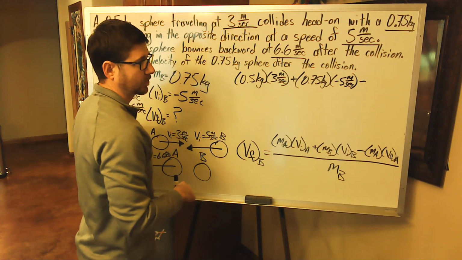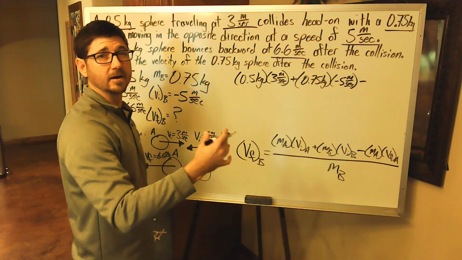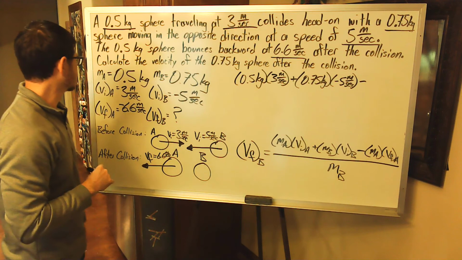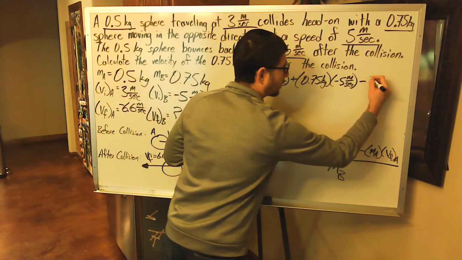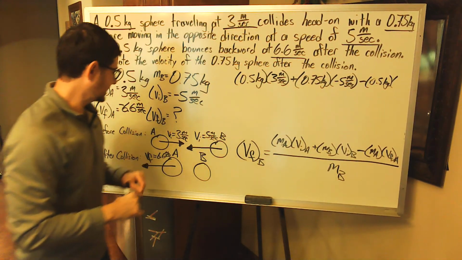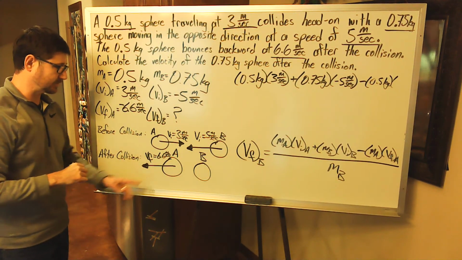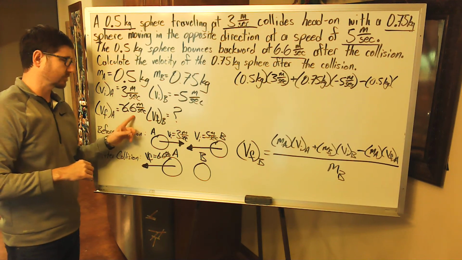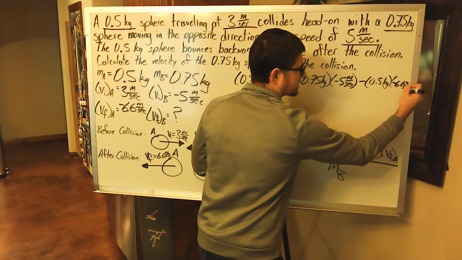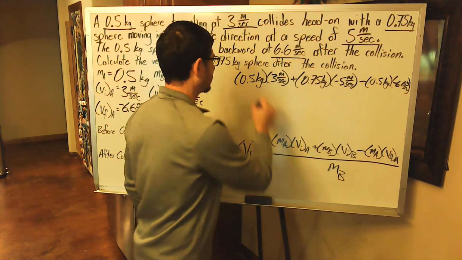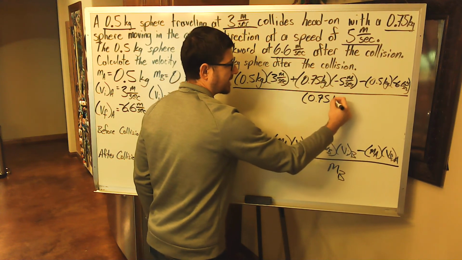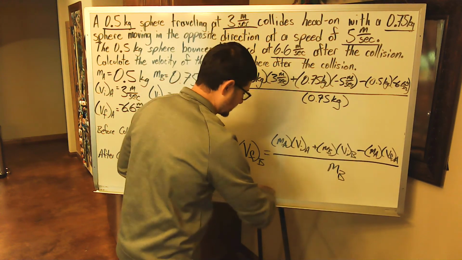Minus, remember that we had to subtract the product of mass of sphere A and the final velocity for sphere A. So mass A is 0.5 kilograms, and the final velocity is a negative 6.6 meters per second. We're going in a negative x direction. And we're dividing this by mass of sphere B, so 0.75 kilograms. Okay.